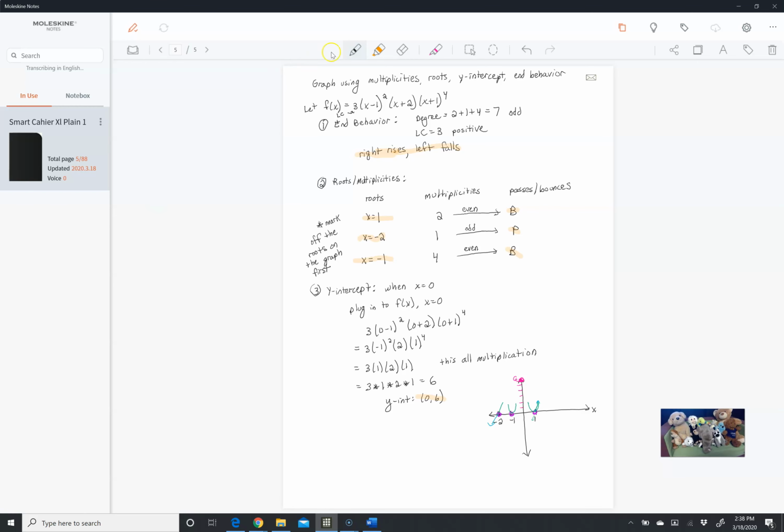So if we finish the sketch, we're going to approximate the turning points. So we're going to go through this 6.